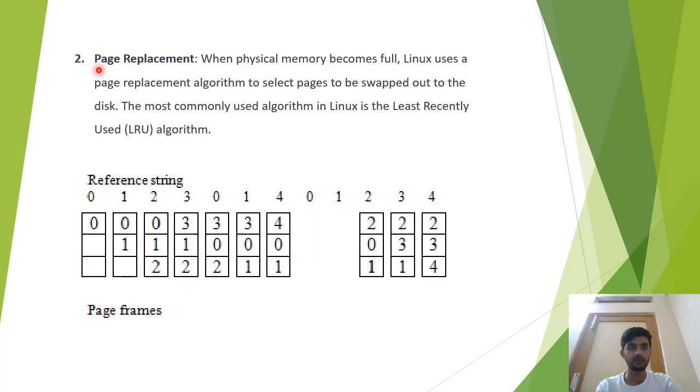Now the next component is page replacement. When physical memory becomes full, Linux uses page replacement algorithms to select pages to be swapped out to the disk. And the most commonly used algorithm is the least recently used (LRU) algorithm.